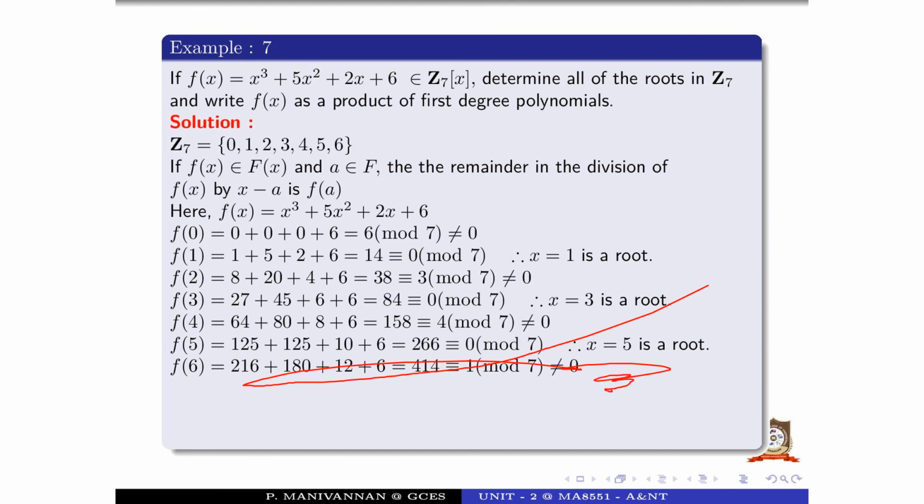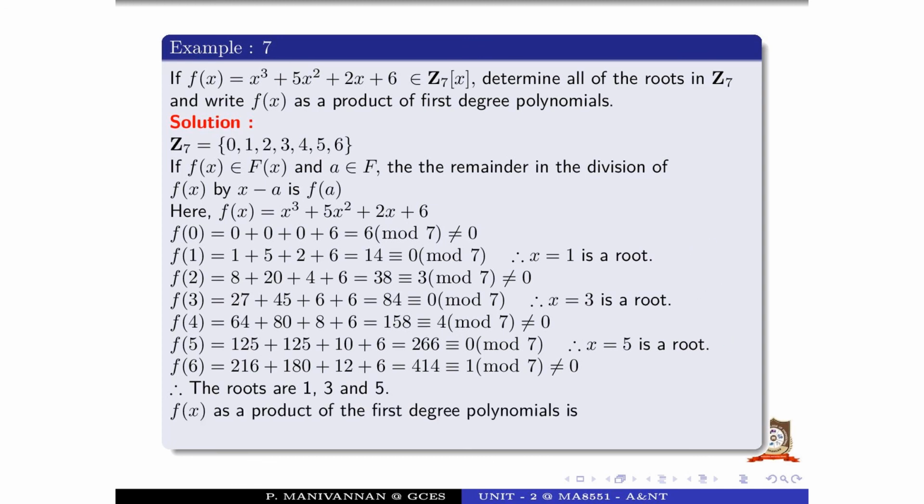Then put x = 6, we get 4, which is not equal to 0, therefore it is not a root. Therefore the roots are x = 1, x = 3, x = 5. These are the 3 roots of this polynomial. Since Z7 is a field, it has at most 3 roots.